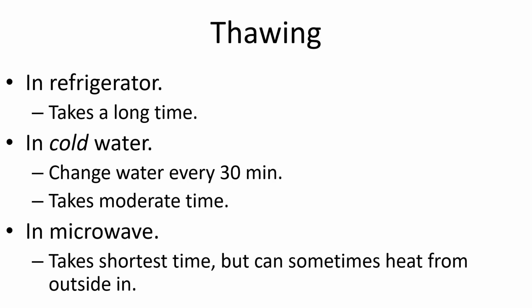We can speed up the process even more by using a microwave to directly heat the meat. However, the microwave radiation gets absorbed primarily by the outer layers of the meat, which means that the outside of the meat can get quite warm and even fully cooked, before the inside thaws. So there's still a limit to how quickly we can thaw the meat, especially if the cut of meat is particularly thick.